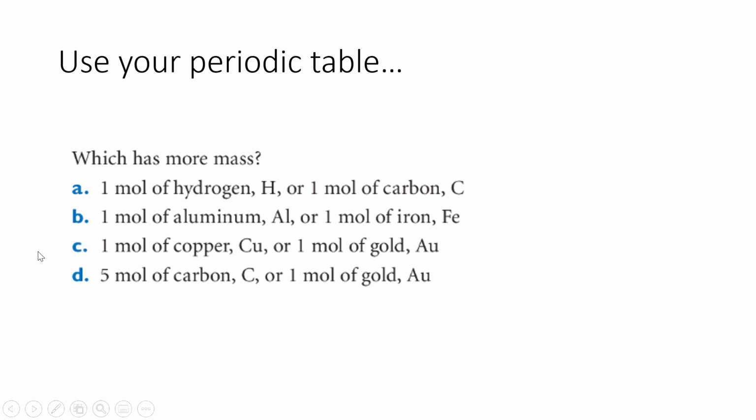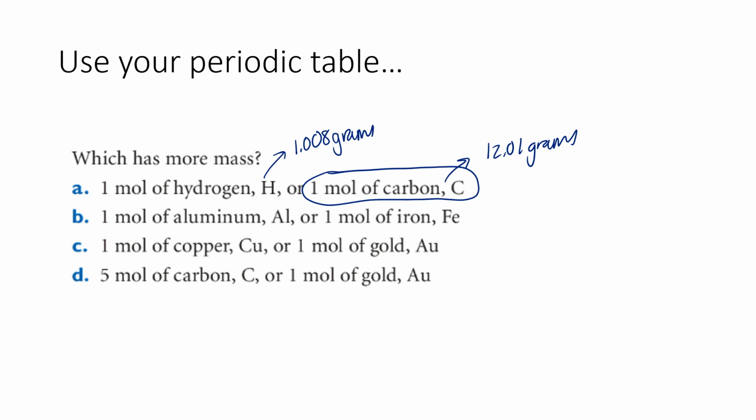So here's a couple of application problems. Using your periodic table, identify which one has more mass: a mole of hydrogen or a mole of carbon. So here what we're doing is we're just comparing the molar masses. If you look on your periodic table, a mole of hydrogen weighs 1.008 grams, and a mole of carbon weighs 12.01 grams. So a mole of carbon is going to weigh more. So I'm going to circle the right answer here.